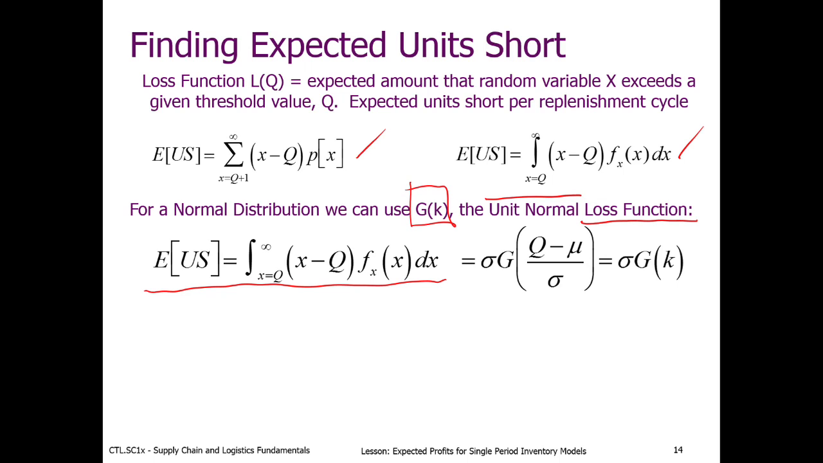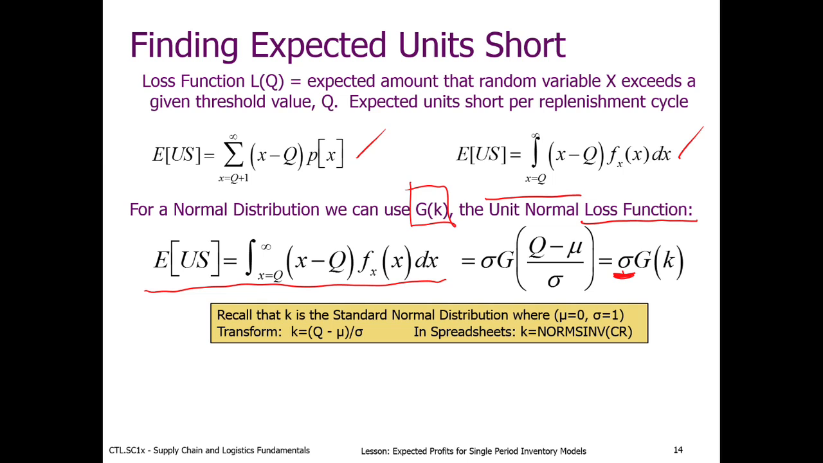G sub k is essentially, given a k, it'll tell you for the unit normal distribution what the expected unit short are. And then I multiply that by the standard deviation of the demand, and that'll tell me my expected unit short for my distribution. So to use this function G sub k, I'm going to have to transform my distribution into the standard normal distribution, or the unit distribution, where the mean is 0 and the standard deviation is 1.